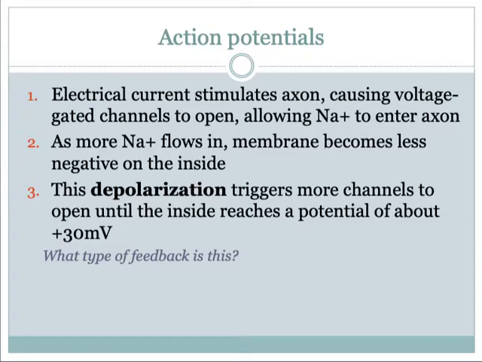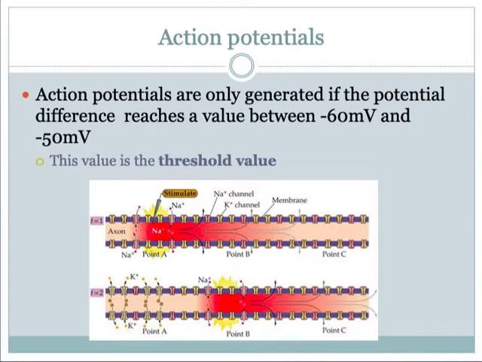which causes more depolarization. So if the potential difference reaches about -50 millivolts, then many more channels will open, and the inside will eventually reach a potential of +30 millivolts compared with the outside. And this is an example of positive feedback because a small depolarization leads to a greater and greater depolarization. So action potentials are only generated if the potential difference reaches a value between -60 millivolts and -50 millivolts. This value is the threshold potential. If it is less than this, then the action potential does not occur.